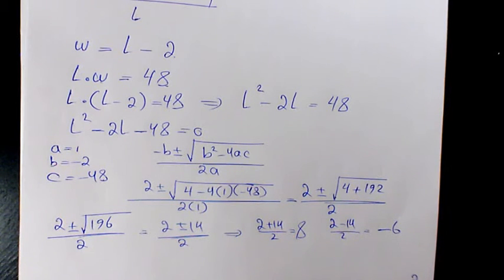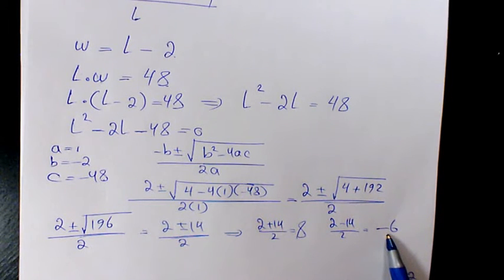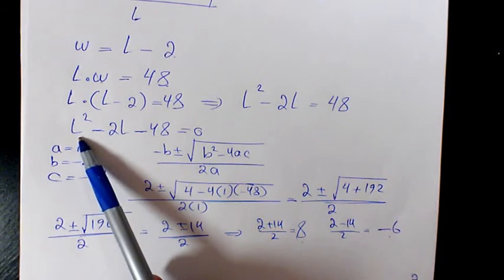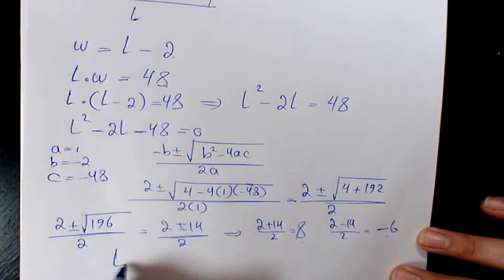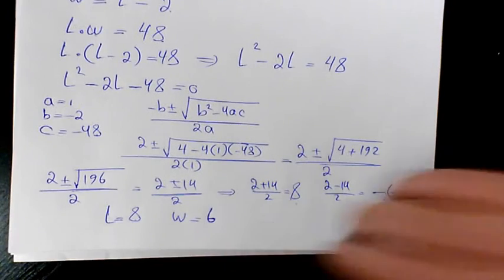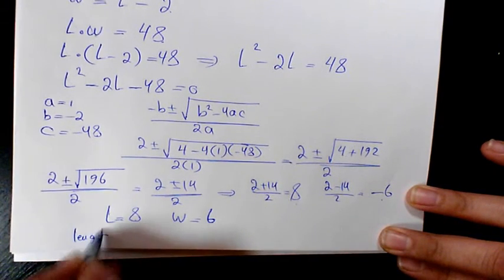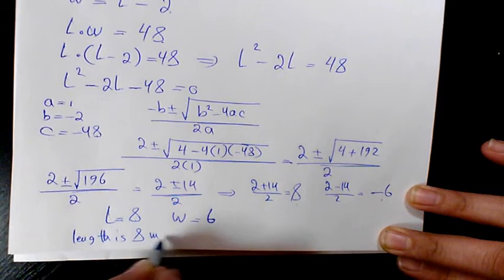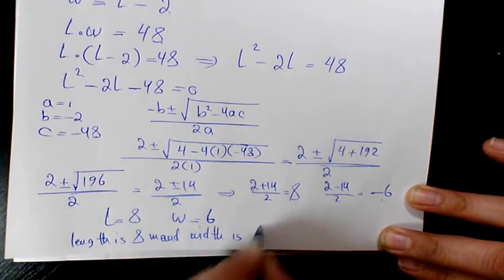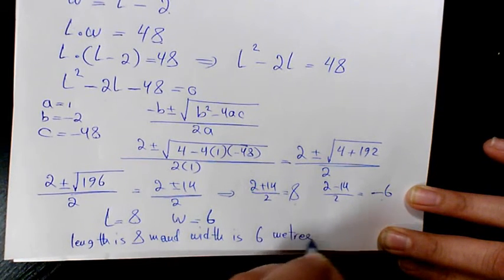But physically, we don't have any negative length, so we cannot accept negative 6 here. We can accept only 8. So we solved it for L, which means the length is 8. Since W is L minus 2, W is going to be 6. So we're going to say that the length is 8 meters and the width is 6 meters. That's it. Next example.